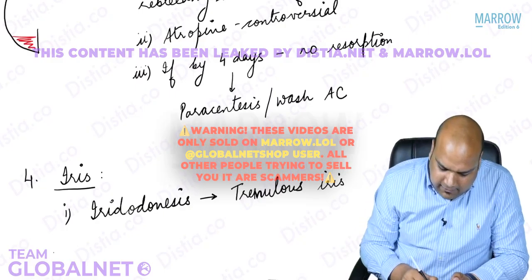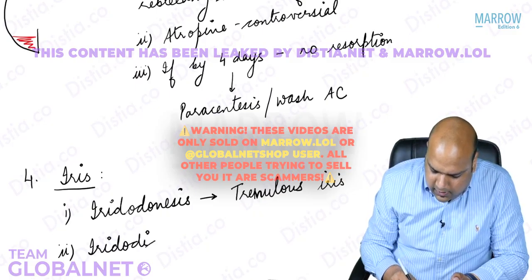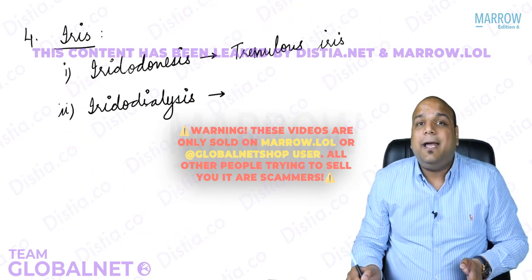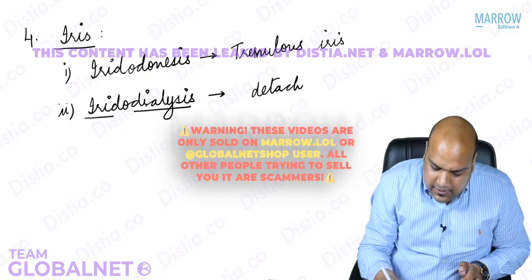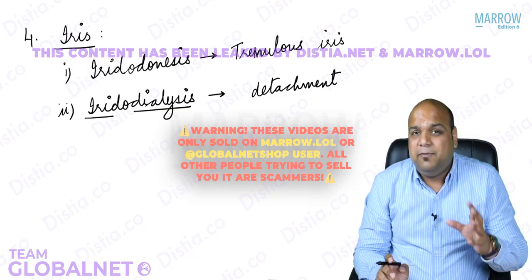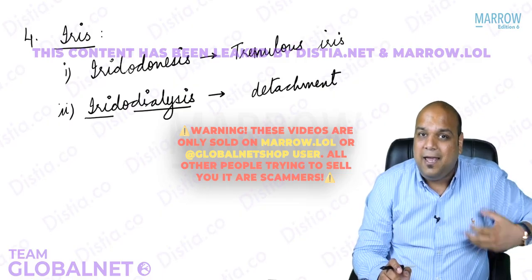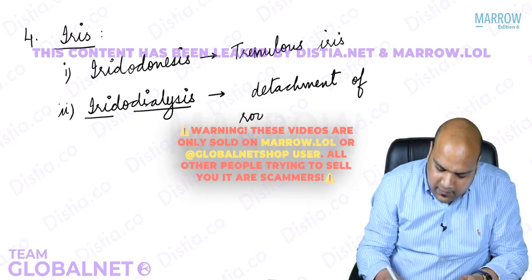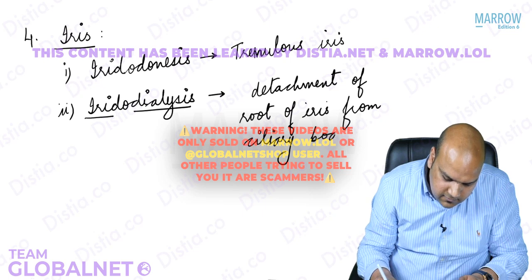Okay. Secondly, everybody, if you understand iridodonesis, you will also be able to understand iridodialysis. What is iridodialysis? Iridodialysis is detachment. Please remember, dialysis means detachment. When we do dialysis in kidney failure, we are removing the blood out of the body through a machine and it is coming back. We are detaching the blood. Dialysis means detachment. Okay. Detachment of the root of the iris from the ciliary body.